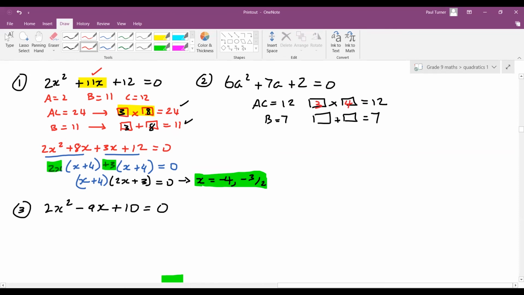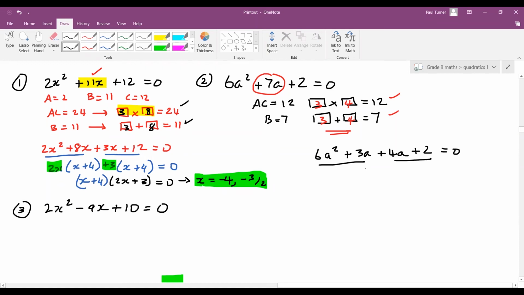3 4s are 12. 3 plus 4 is 7. So these are both correct. So we split the middle number using these two here. So we can write our equation, 6a squared plus 3a. I put the 3 with the 6 because 3 will factorize out. Plus 4a plus 2 equals 0.